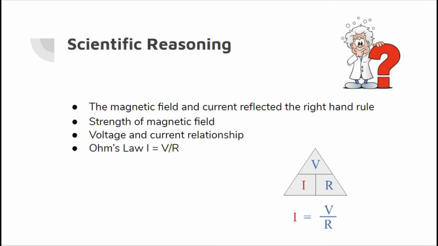As for the scientific reasoning, the magnetic field present in our system reflected the right-hand rule, and the current present through the coil was flowing in a circle. The strength of our magnetic field as well is directly proportional to the current flowing. Therefore, the magnetic field created by our magnets contributed to our current in the system. If this experiment was performed again, we would need to find the amount of current flowing in the system.